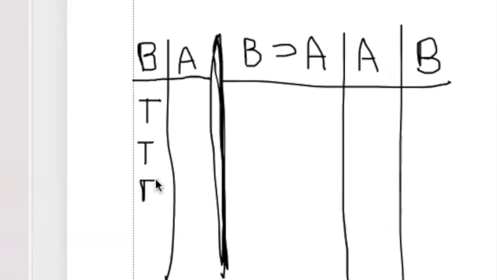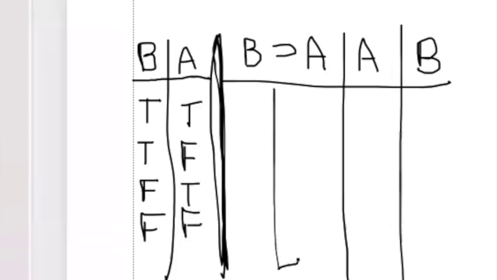Okay, false. False. And then over here, it's going to be 1/4 true and 1/4 false. So true, false, true, false. That takes care of every possibility.